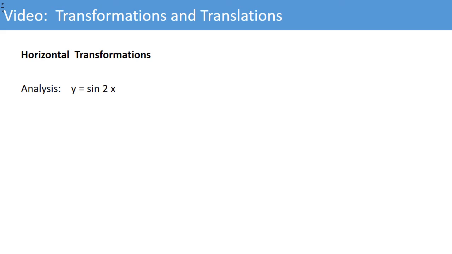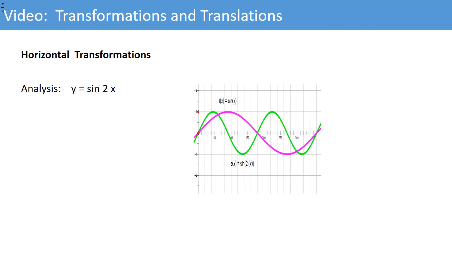Y equals sine 2x. Let's see what this will do to our graph. What's happened is shown in the green color, and we can see that it has compressed. Where before we had 1 period, now we have 2 periods. The value of k is 2. That gives us the 2 periods.